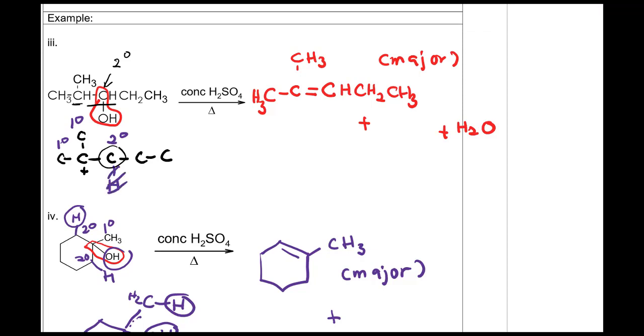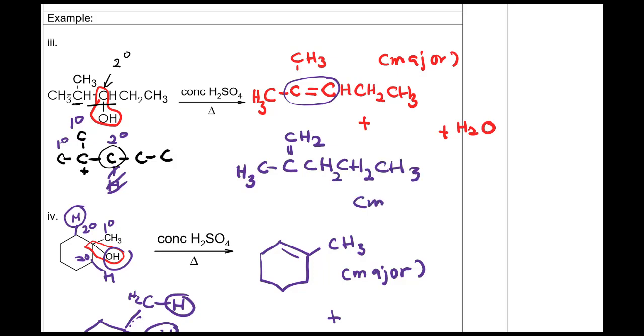If we remove secondary hydrogen, we will get the major product. If we remove any of the primary hydrogens, we will get the minor product. So this is the minor product. You remove one of the primary hydrogens, and water is the byproduct.